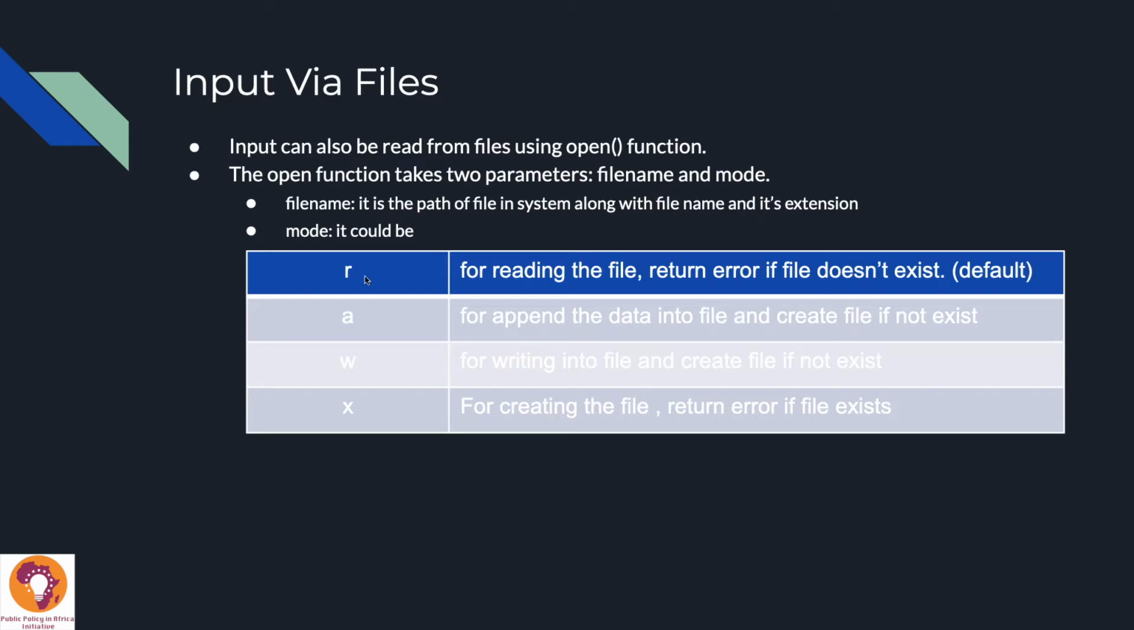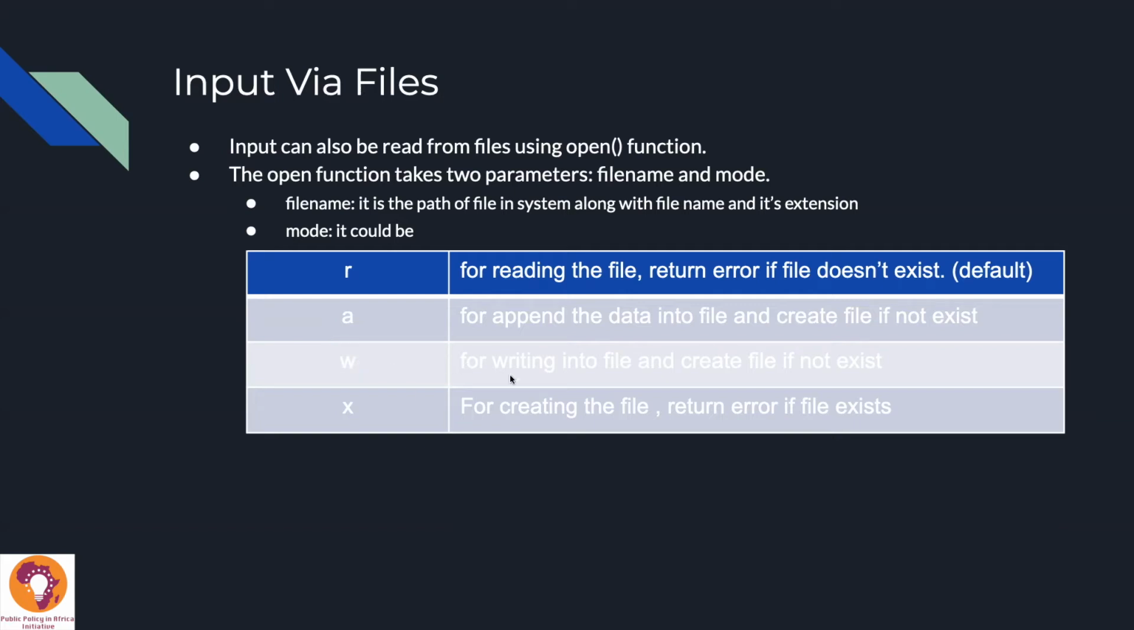So for R, for the second argument, and these will all be string arguments, and we'll see examples of this in a moment, R is the mode that we use for reading the file, and it returns an error if the file doesn't exist. This is the default, so if you don't include that argument, it'll default to R. A, again as a string for the second argument, is for appending the data into the file, and it'll create the file if it doesn't exist. So say we already have a file like myoutput.txt, and we want to add to that output, then we would use append mode, which is just A for the mode.